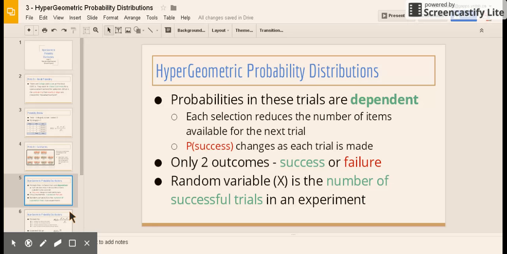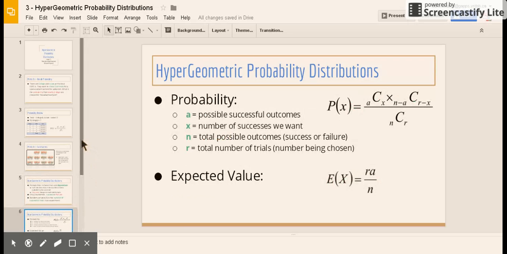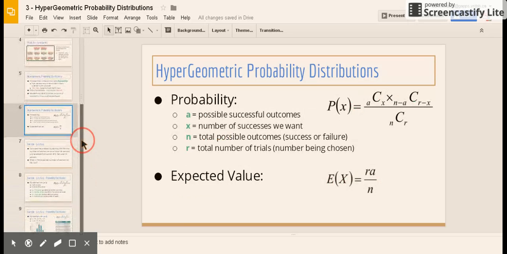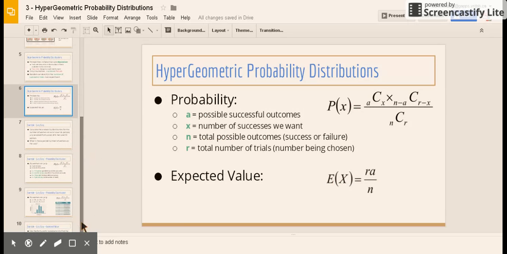Now, our formula looks very different, though. Our formula for hypergeometric probability distributions looks like that dogs and cats formula that we just looked at. I have 3 combinations here. The first combination is the thing I am looking for. This is the number of ways of getting that success. So A choose X. A is the possible number of successful outcomes.